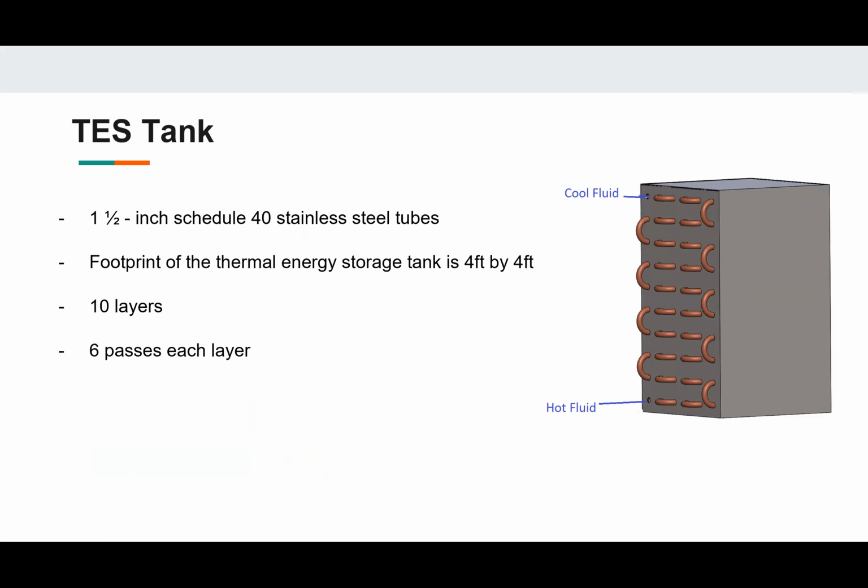In this design, we just use 1.5 inch schedule 40 stainless steel for the tube, and the footprint of the tank area is 4 feet by 4 feet. And the tank is designed with 10 layers, and each layer includes 6 batches. Next, please.